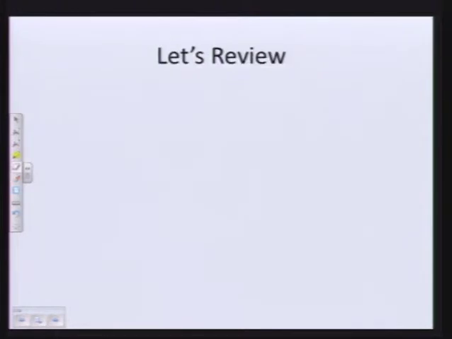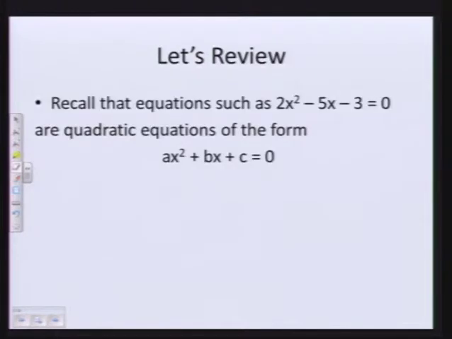But as we do, let's take a little review of some material that you've seen before. You recall that equations such as 2x squared minus 5x minus 3 equal to 0 are called quadratic equations of the form ax squared plus bx plus c is equal to 0. Notice that this equation is set equal to 0.